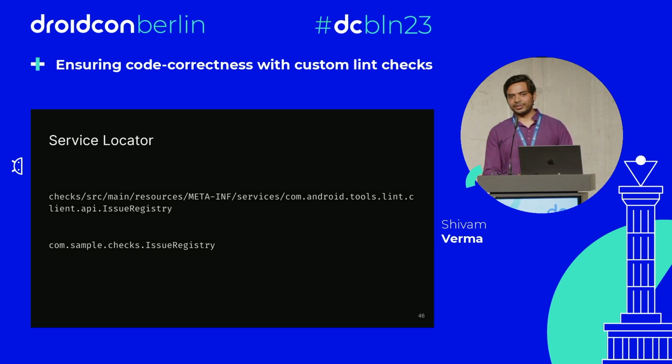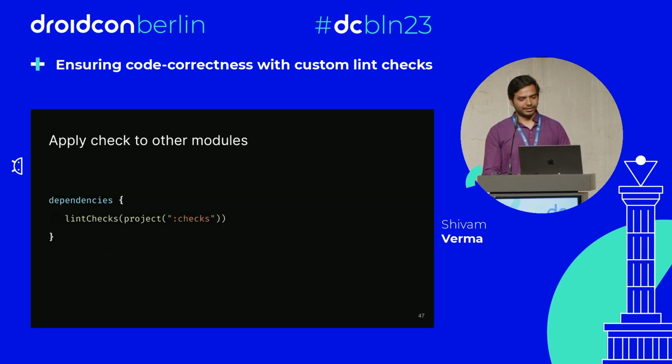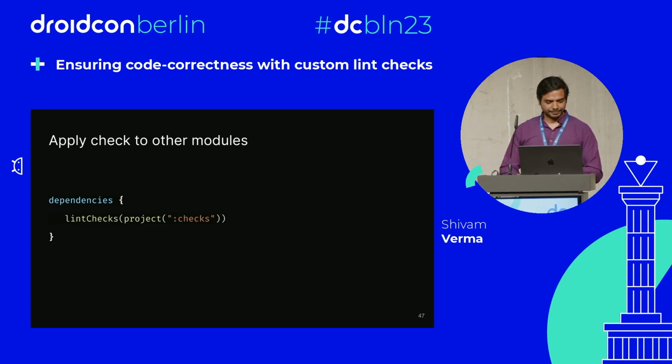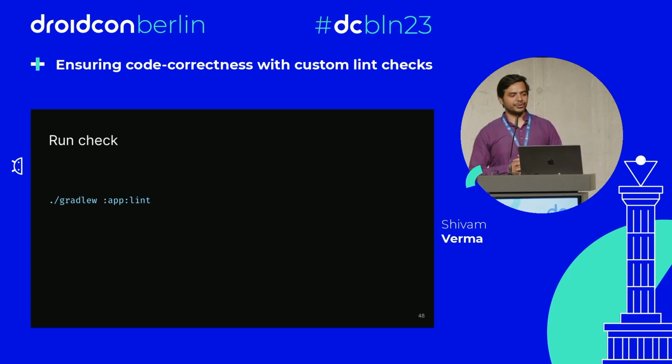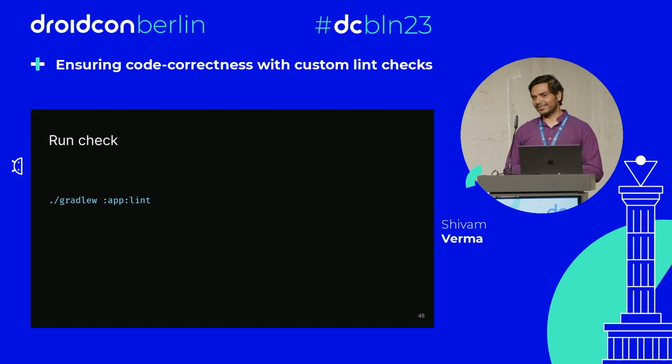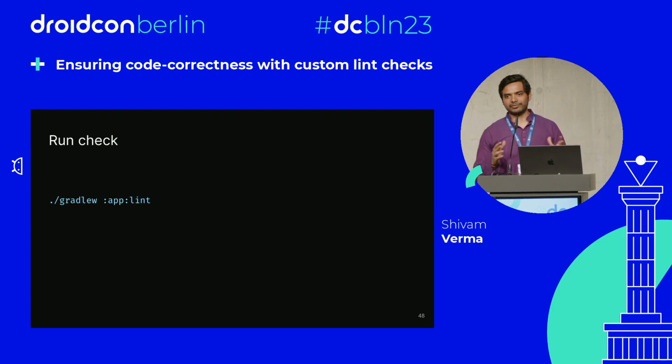So once you're done with this, you can apply this check to other modules by adding this lint check in your dependency and using the project where you build this check. And finally, to actually make it sync, if you don't run lint with this command, then this does not actually start showing up in the IDE. And when you run this lint command, you can see these errors in the build itself or in the terminal itself. And once you've synced it successfully, then they will start to show up in the IDE.